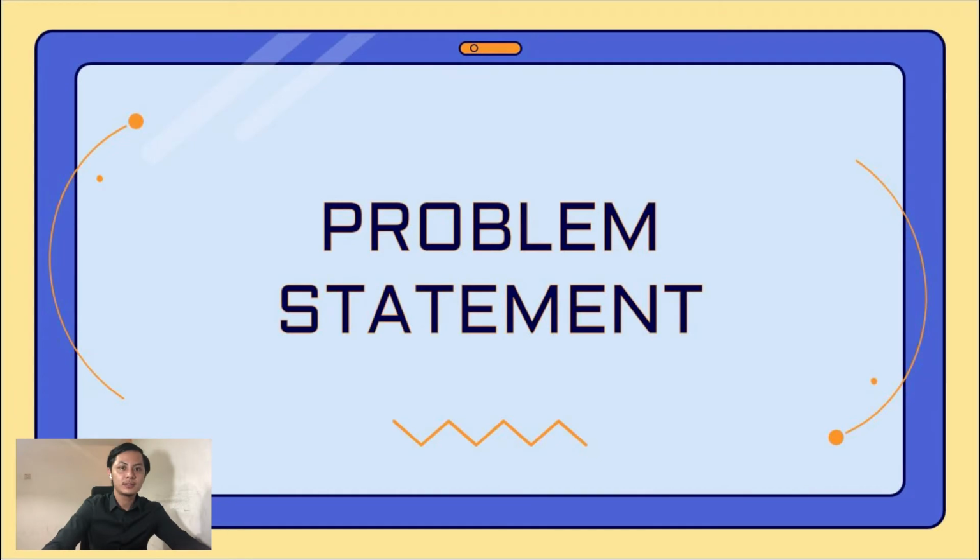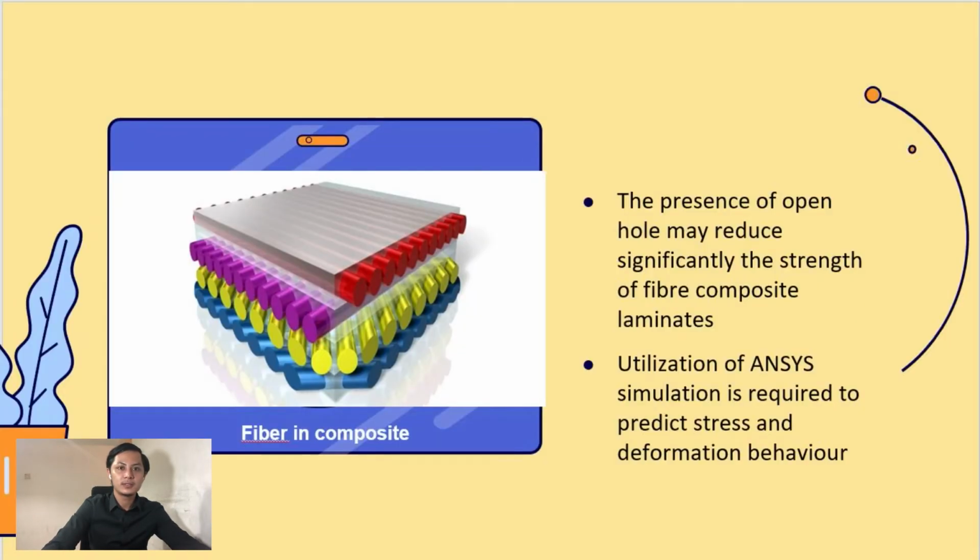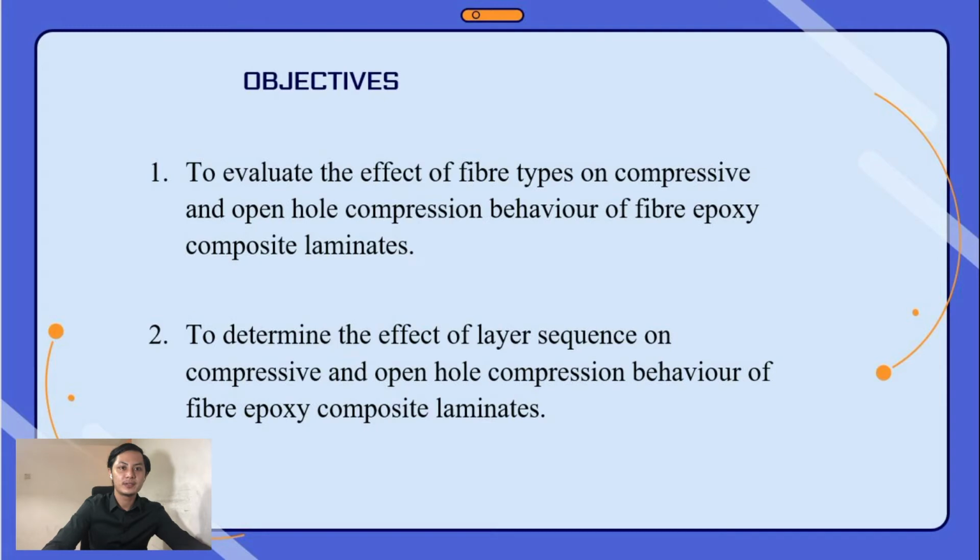For the problem statement, the presence of an open hole may significantly reduce the strength of fiber composite laminate. Utilization of ANSYS simulation is required to predict stress and deformation behavior. The objective of this project is to evaluate the effect of fiber types on compressive and open hole compression behavior of fiber epoxy composite laminates. Secondly, to determine the effect of layer sequence on compressive and open hole compression behavior of fiber epoxy composite laminates.